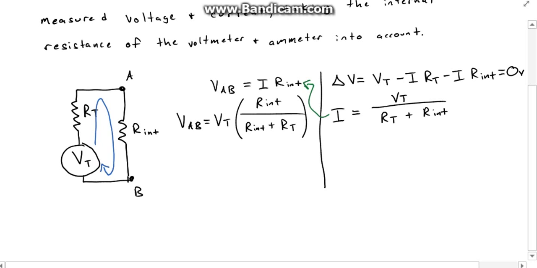Now, a couple of things I want to point out about this expression. The first thing is that there are only two unknowns. We don't know the Thevenin voltage and we don't know the Thevenin resistance, but we do know the voltage that I measure between points A and B and the internal resistance inside the voltmeter.